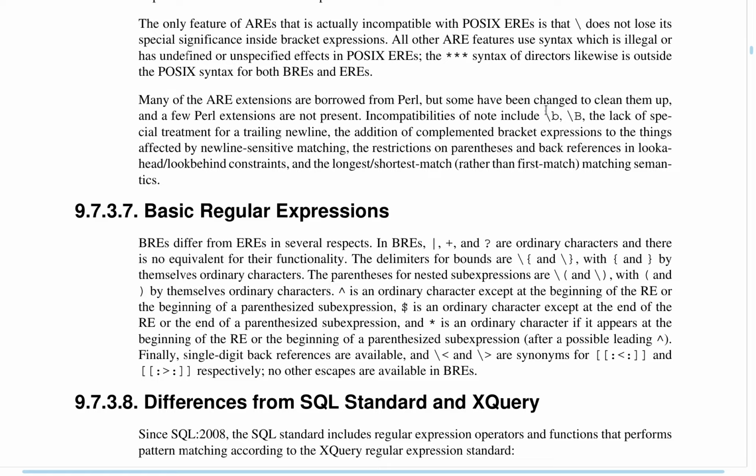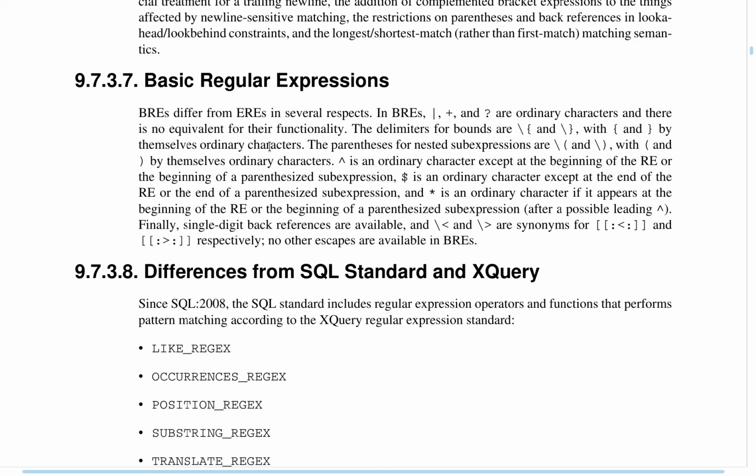Incompatibilities of note include \b and \B, the lack of special treatment for a trailing newline, the addition of complemented bracket expressions to the things affected by newline-sensitive matching, the restrictions on parentheses and back references in lookahead/lookbehind constraints, and the longest/shortest-match rather than first-match matching semantics.